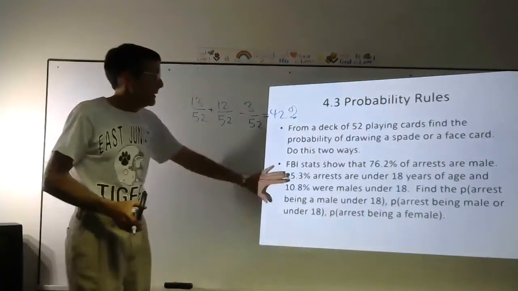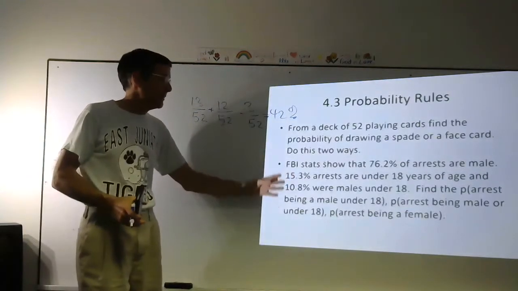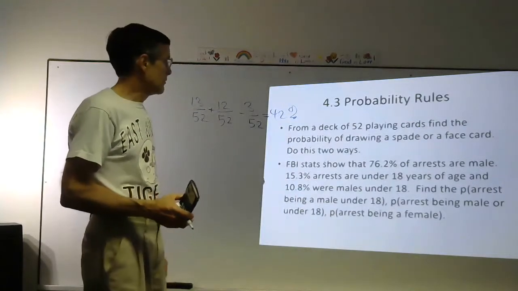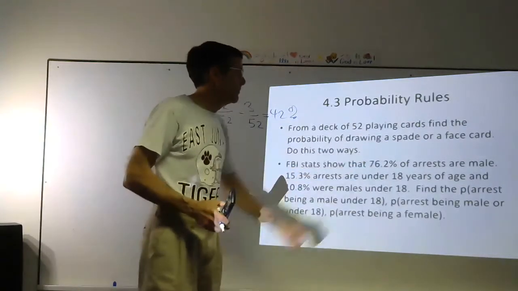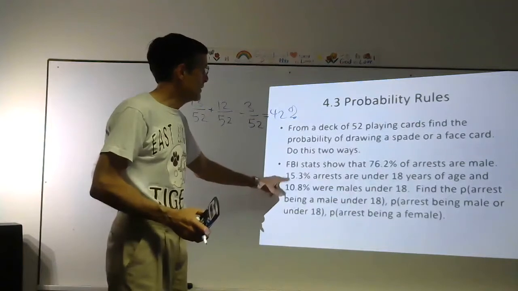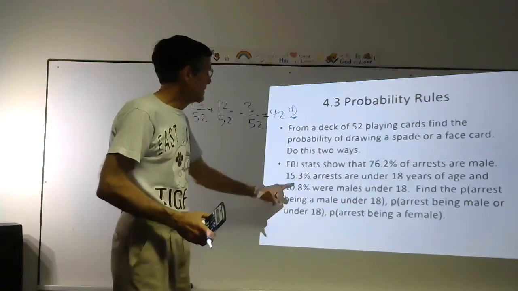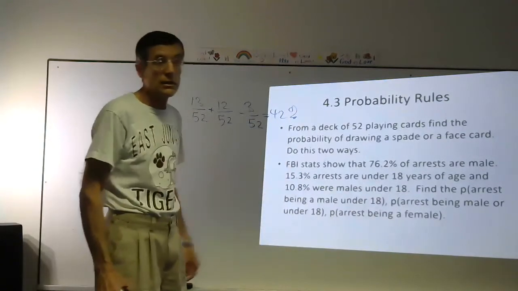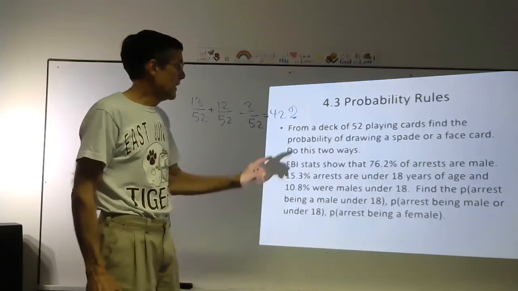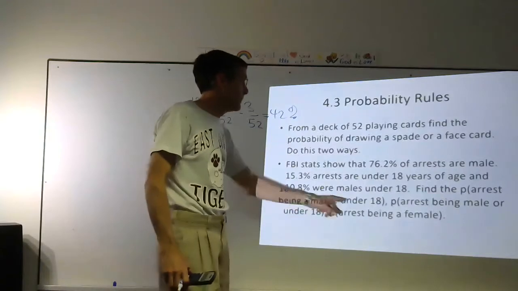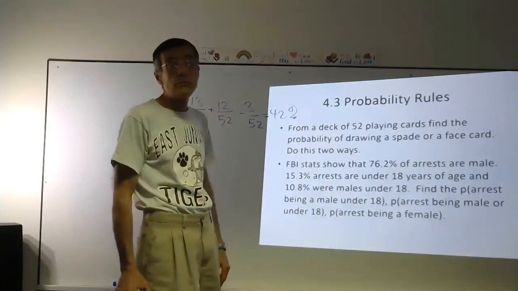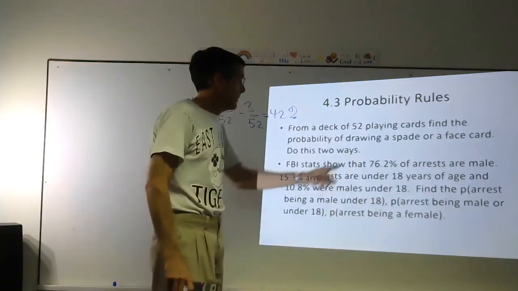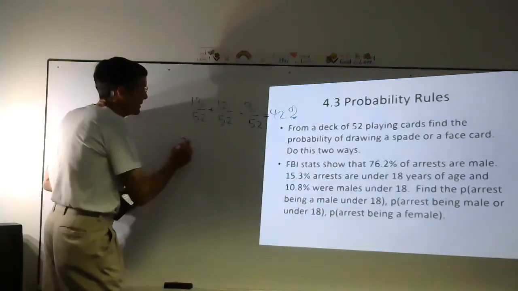Okay? Now, let's be very careful about these. A lot of these are OR problems, and you have to be very careful. It says first, here we have 76.2% of arrests are male, 15.3% are under 18, 10.8% were males under 18. There are some females in here, right? Okay, find the probability of the arrest being a male under 18. Males under 18, 10.8%.